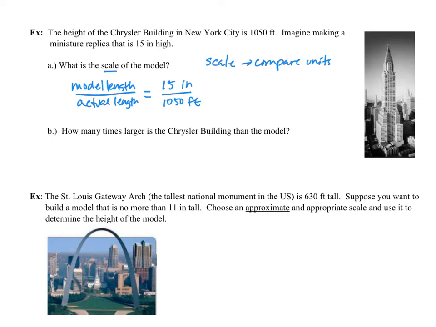Now, as we said when we started this unit, ratios have the most meaning when we reduce them. So I'm going to go ahead and reduce this. 15 would go into 1,050 70 times. So this will reduce to 1 inch over 70 feet. In other words, 1 inch on our model represents 70 feet on the actual building.